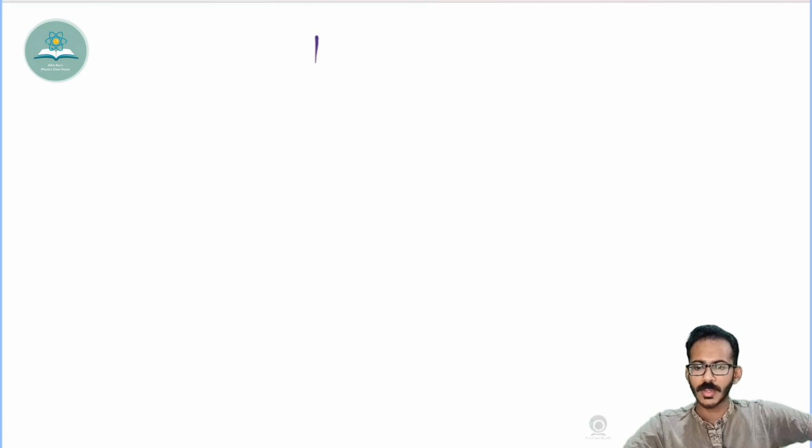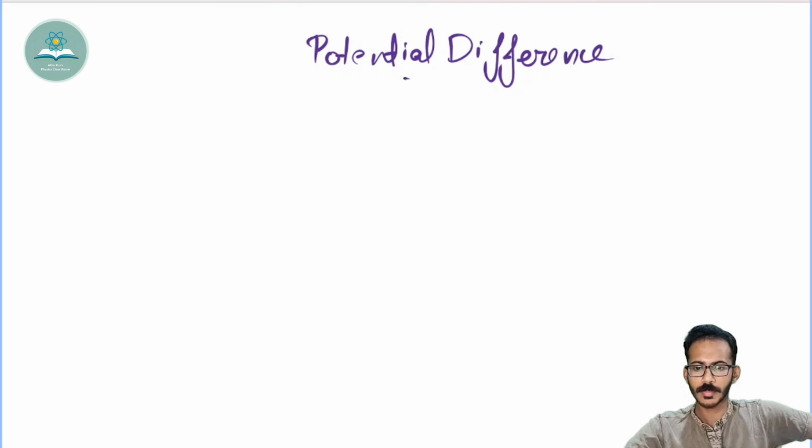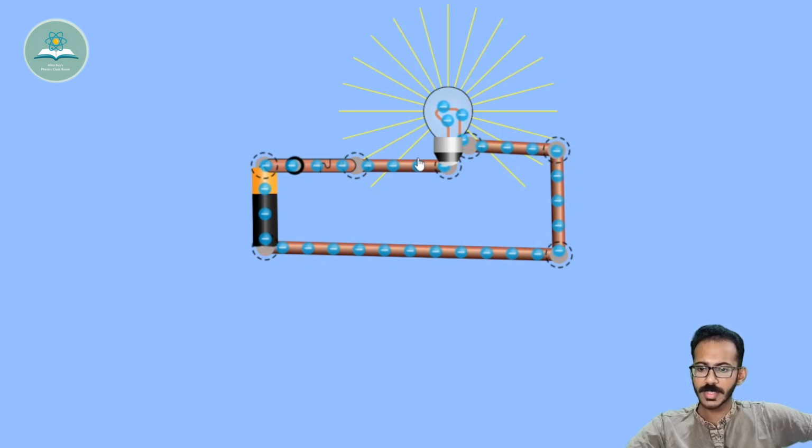Now let's see what is potential difference. Potential difference is actually the work done to take a unit charge from one point to the next point in the circuit. In this simulation, if we have to take a charge from this point to this point, the work done to take this charge from this particular point to the next point is called potential difference.